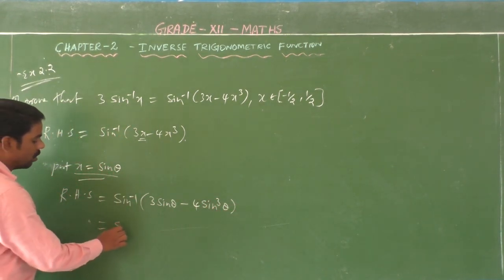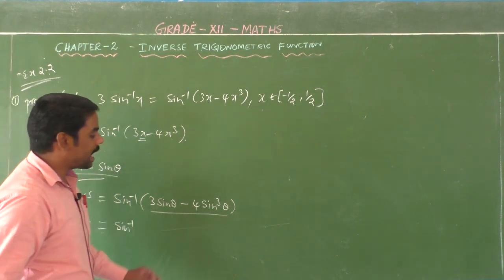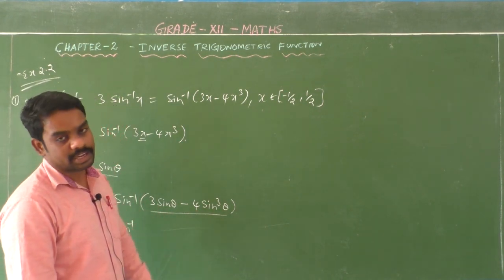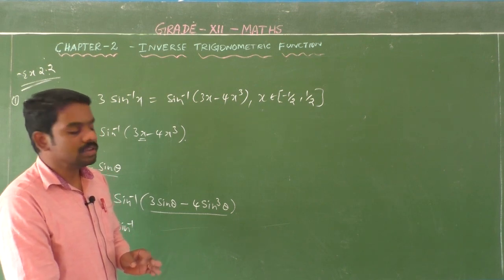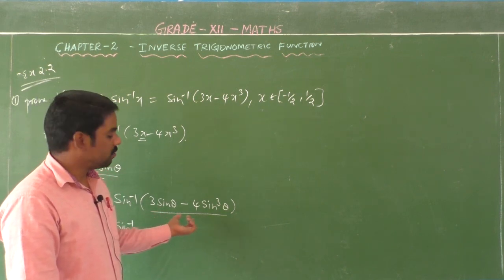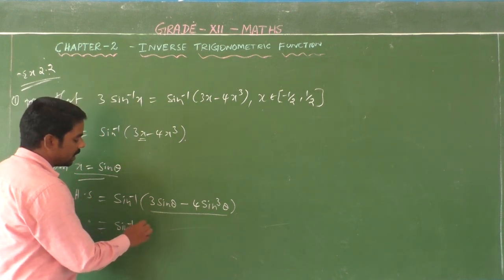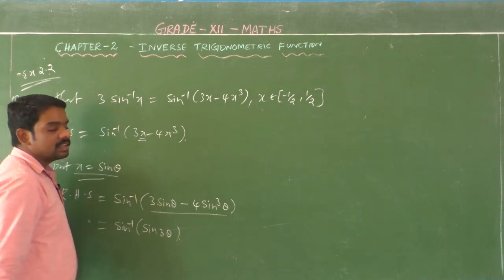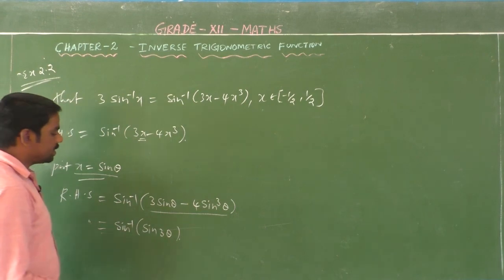Listen, for the inverse sine of this form, we know that sin 3θ is equal to 3 sin θ minus 4 sin³θ. So this form, 3 sin θ minus 4 sin³θ, is written as sin 3θ.